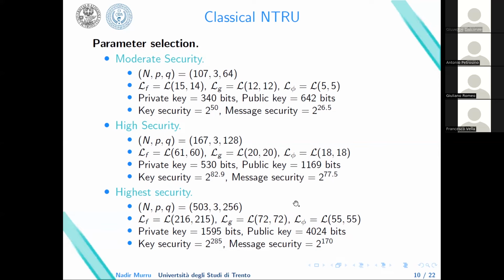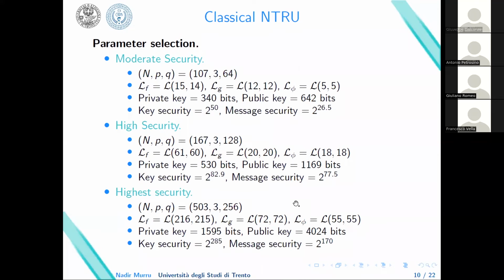Sorry, I have just one question for this slide. Yes. Can I ask you? Yes. Okay. How do you estimate moderate, high, and highest? So okay. What's the definition of security actually?